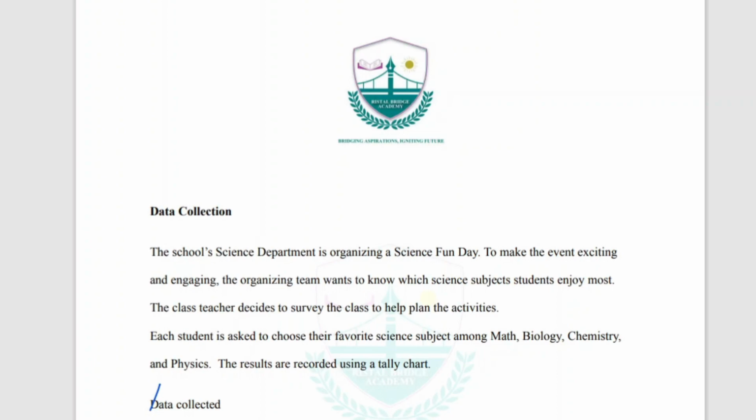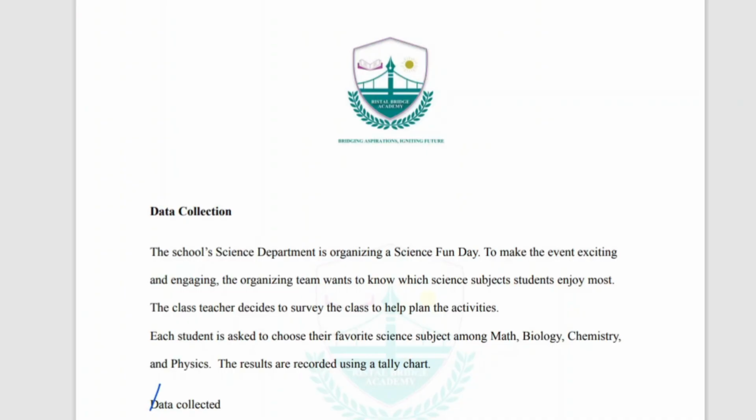Having known that we have different types of data, we have what is called qualitative data and then we have what is called quantitative data, and then from quantitative we divided it into different sections where we had what we call discrete, and then we also had what we call continuous data.